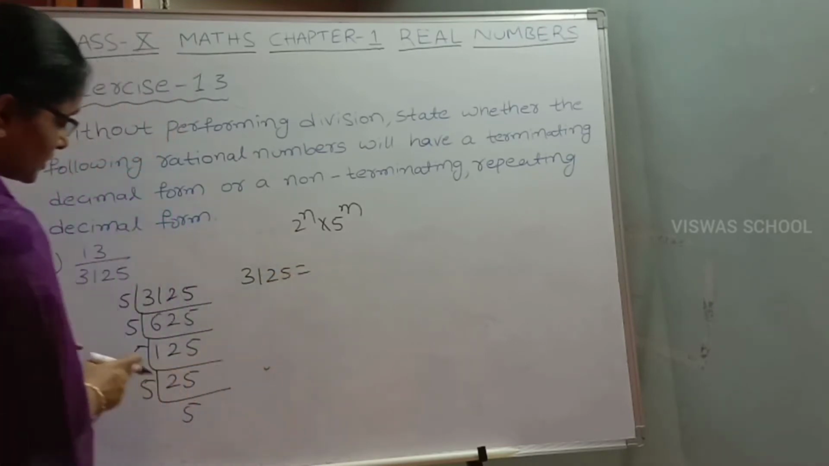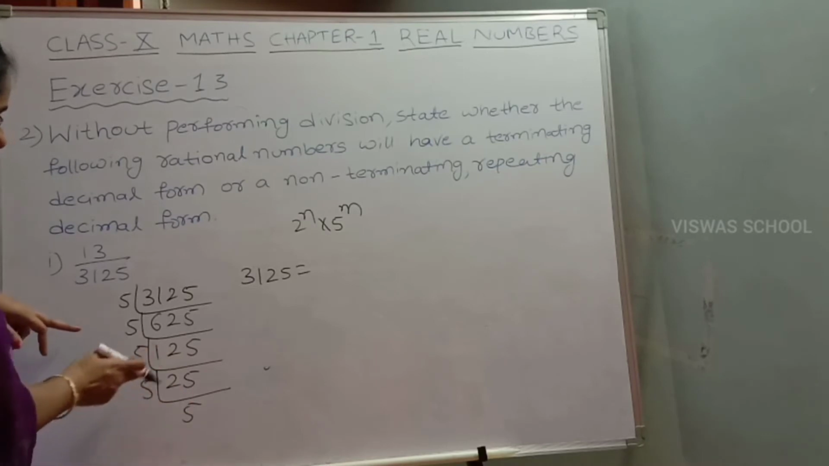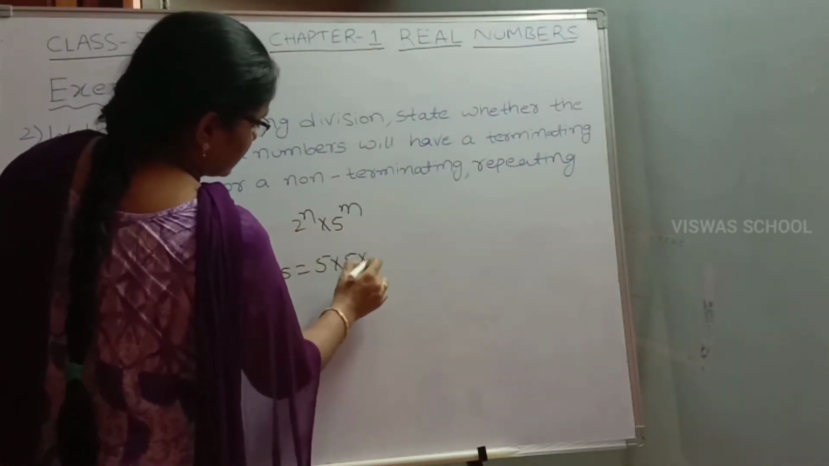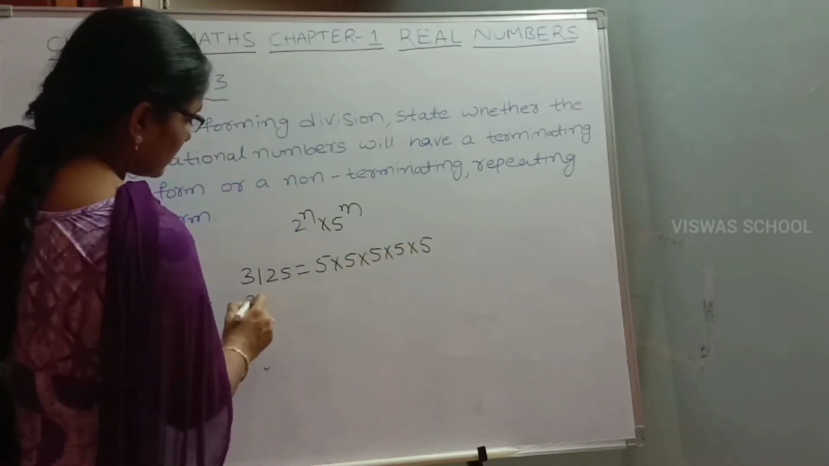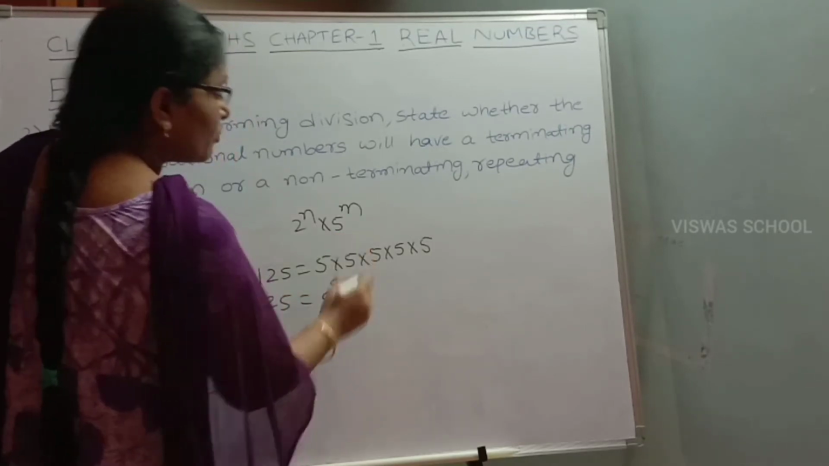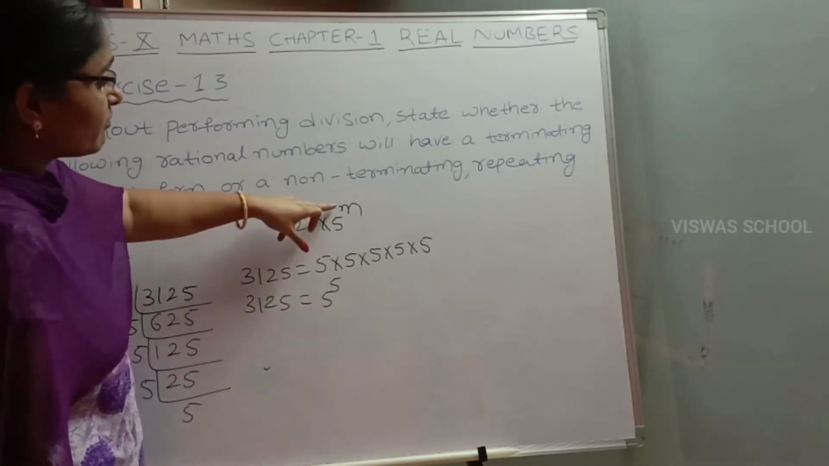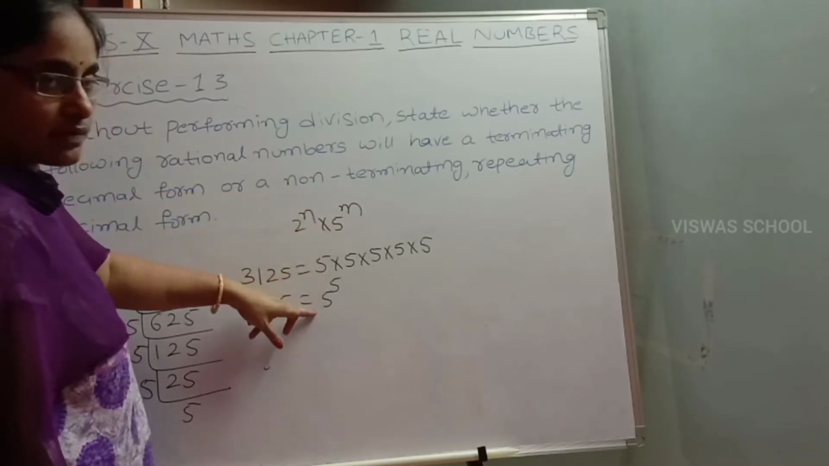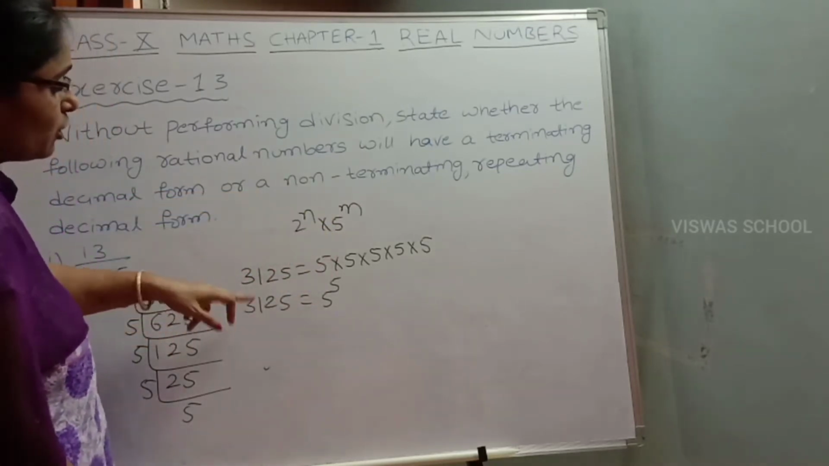3125 is equal to 5 into 5 into 5 into 5 into 5. That is, 5 is repeated here how many times? 5 times. That is, it is equal to what? 5 to the power of 5. In 5 to the power of 5, the m value is what here? 5. That is, the denominator is in the form of what? 2 power n into 5 power m.